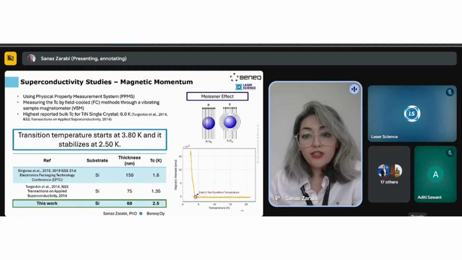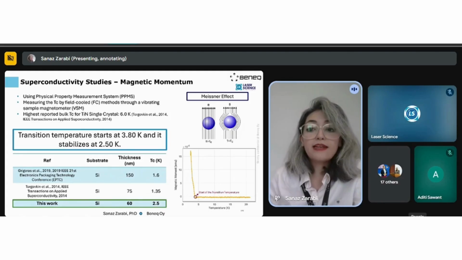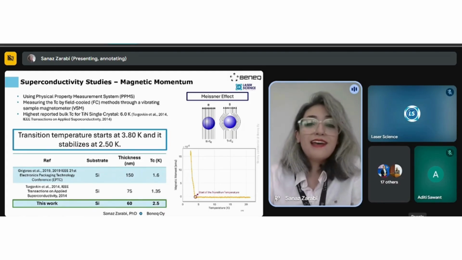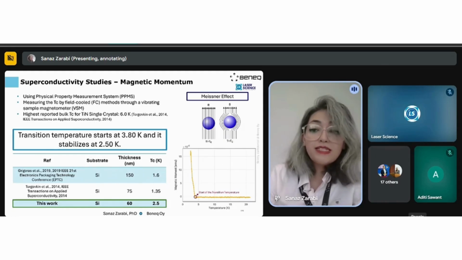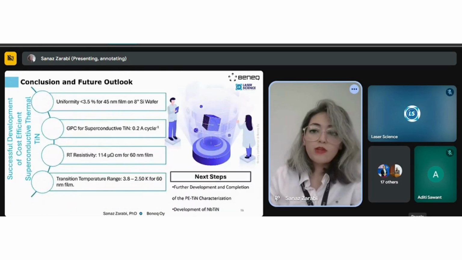For comparison, bulk tin nitride has a critical temperature of around 6 Kelvin. So achieving 3.8 Kelvin onset and 2.5 Kelvin stabilization in a 60 nanometer film is an impressive result, showing that our deposition process not only yields uniform films, but also preserves superconducting properties remarkably well.